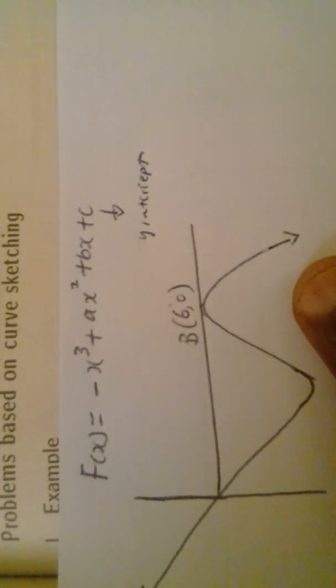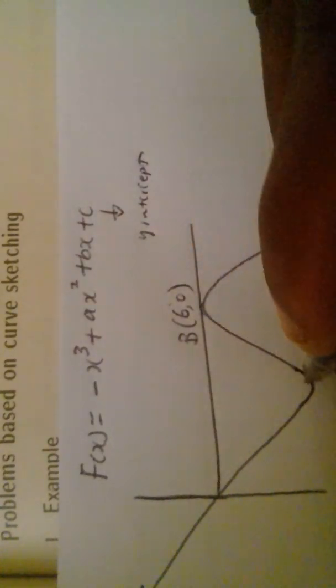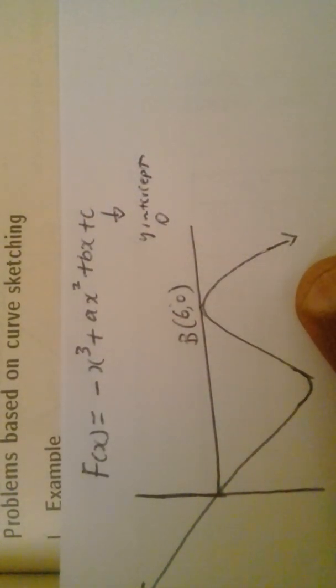c is the y-intercept, and it is clearly seen on the graph where the graph passes through the y-axis. So the graph passes through the y-axis at 0, at the origin. So what is the y-intercept? In this case, it's 0. So the value of c is 0. Guys, it's very, very important.